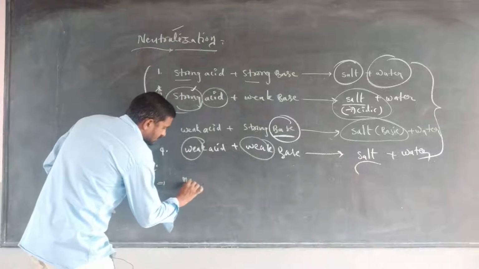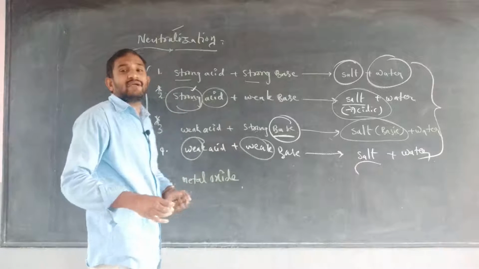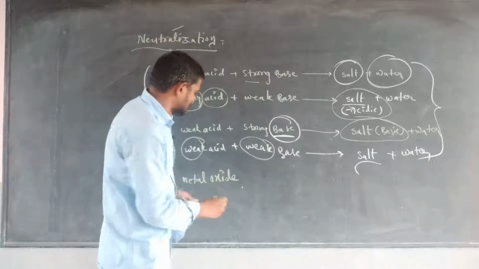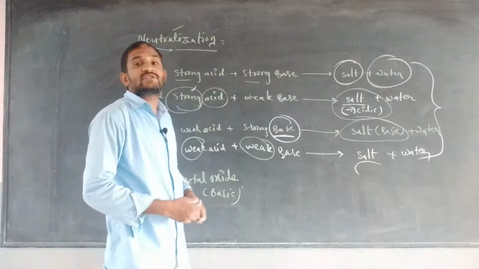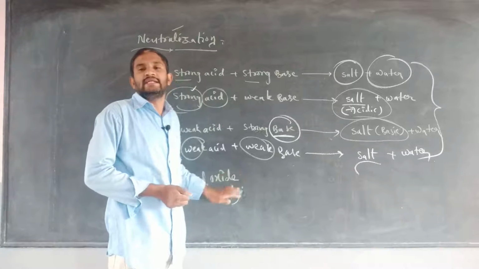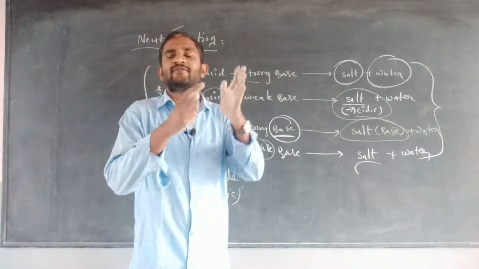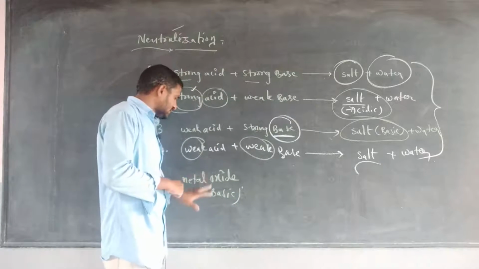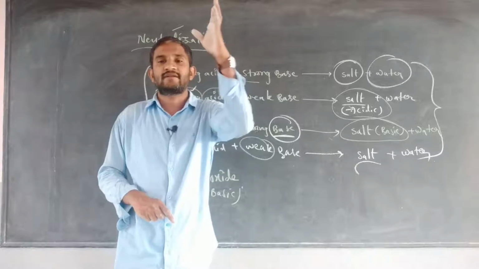Metal oxides. Metal oxides have which nature? The metal oxide has basic nature. Actually, we have to prove it experimentally, as after the school reopens we have to perform it in our school laboratory. Before that, we have to remember that metal oxide has which nature? Metal oxide has basic nature.